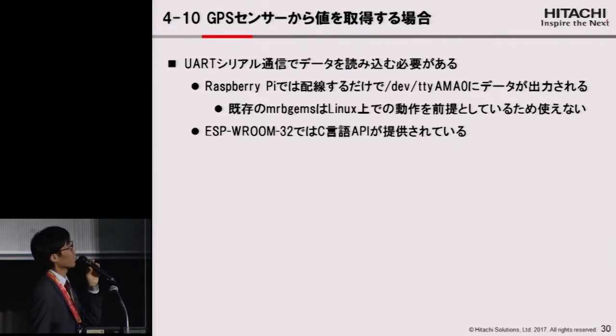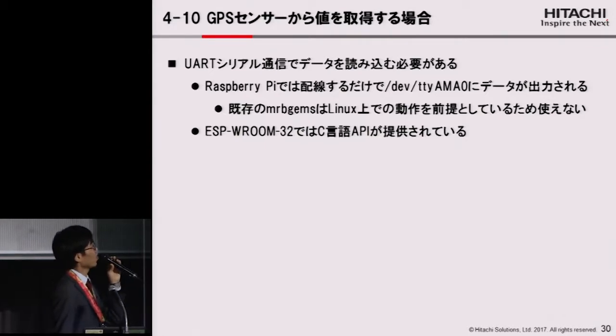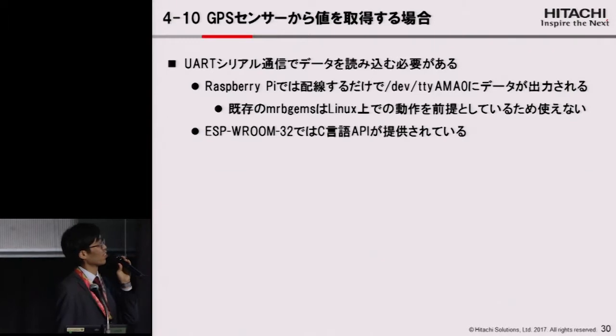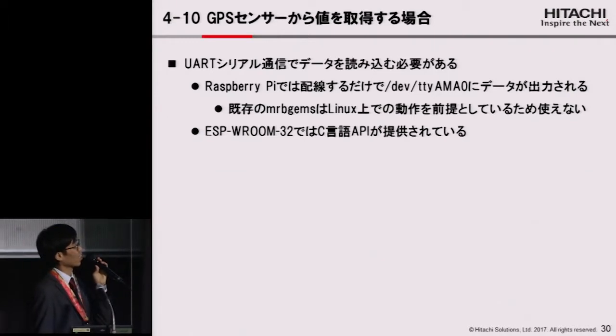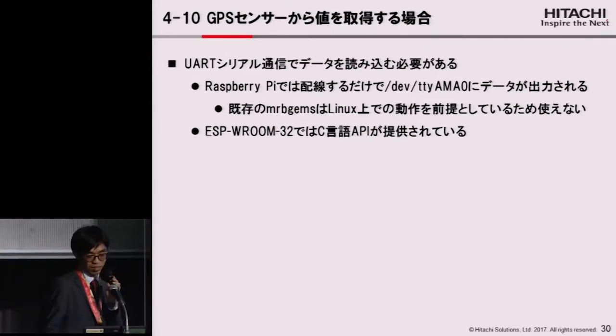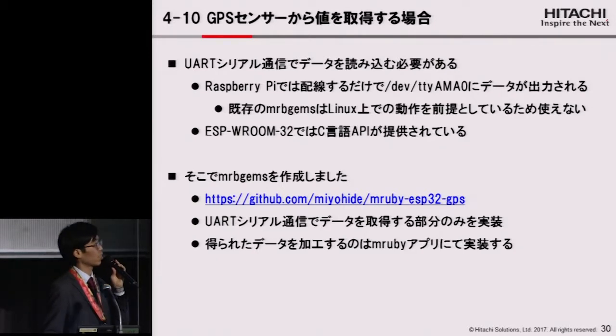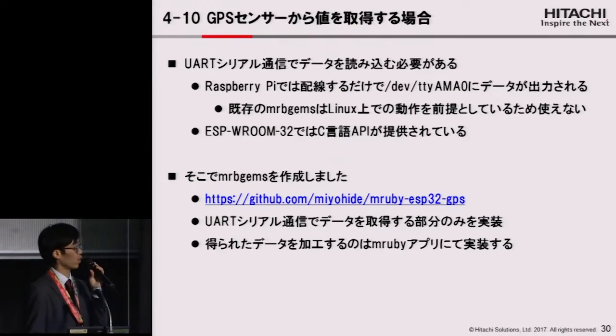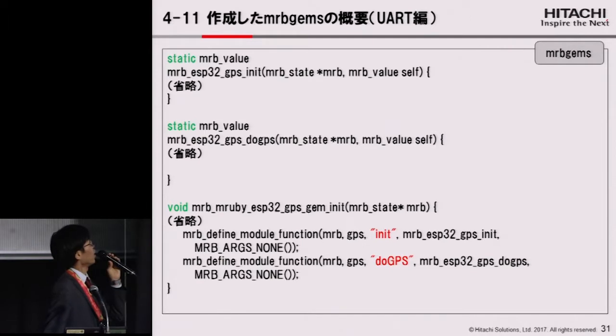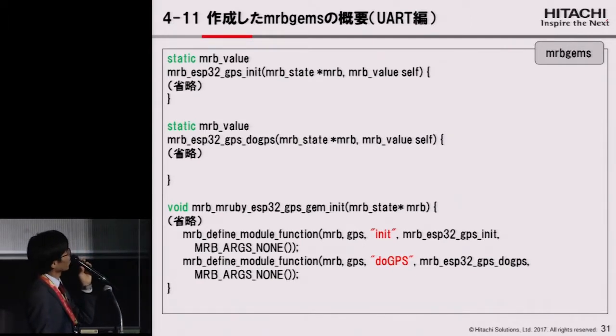On Raspberry Pi, it's very simple, but with ESP-WROOM-32 it is not so simple. Only the C application API is provided. So again, I created the mruby gems. I implemented the part where the data is obtained with UART0 communication, and then the data is edited in the mruby application. I will skip these.